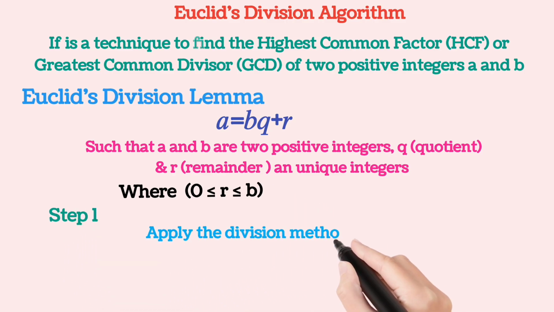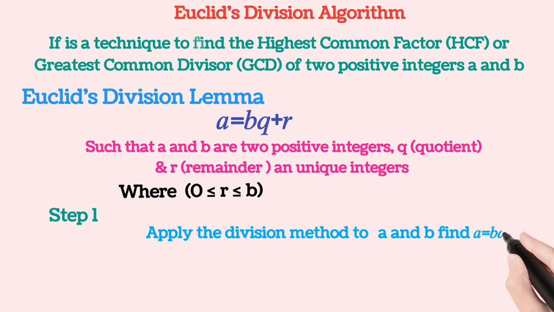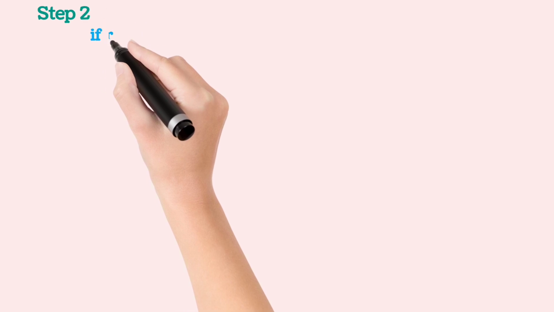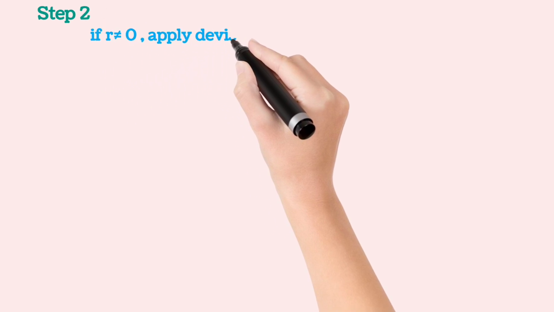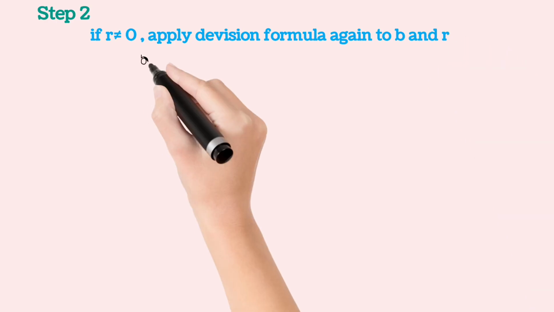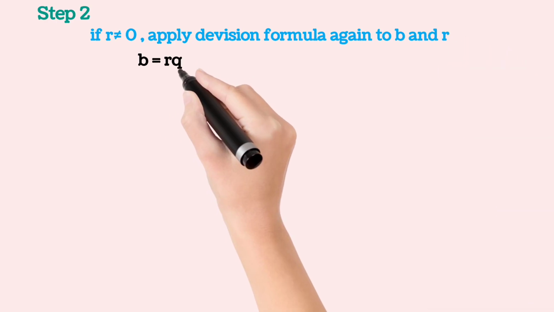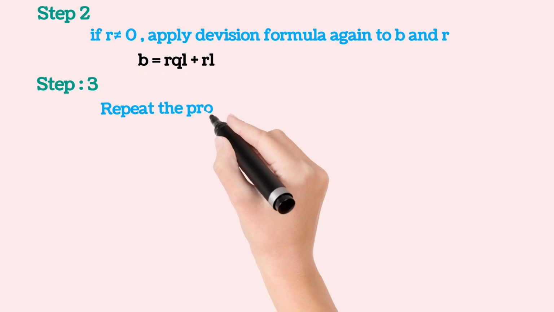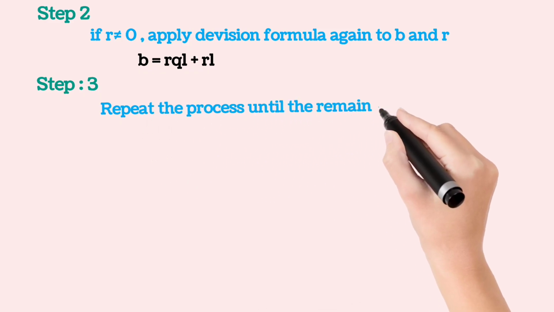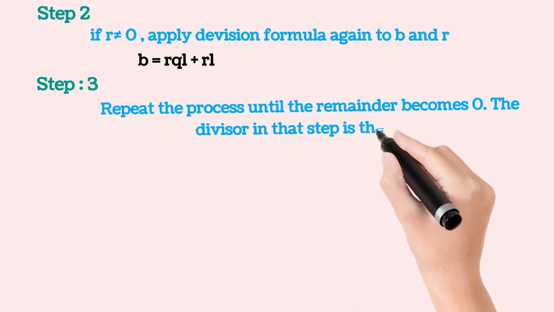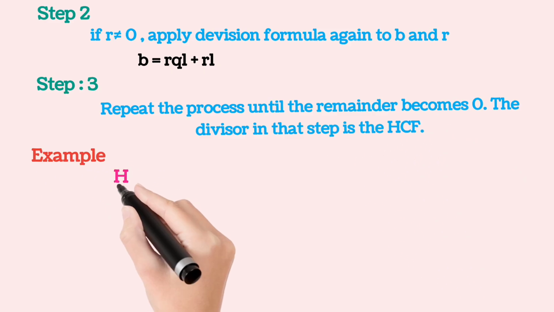Step 1, apply the division method to a and b and find a equal to bq plus r. If remainder is 0, then HCF will be b. हम लोग स्टेप 2 देखेंगे. If r not equal to 0, apply the division formula again to b and r, that is b equal to rq1 plus r1. Then step 3, repeat the process until the remainder becomes 0. The divisor at that step is the HCF.